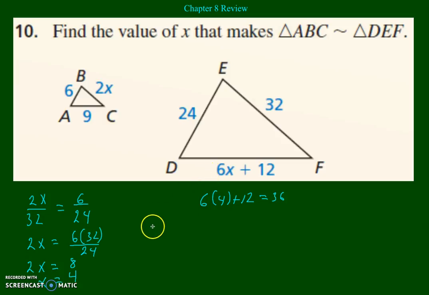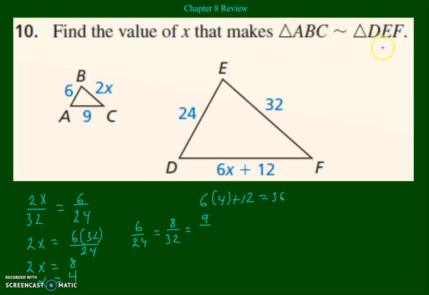So I know that, let's just write these ratios. So AB to DE. AB is 6. DE is 24. And then BC is 8, which is 2x is 8. BC corresponds to EF. EF is 32. And AC, 9.